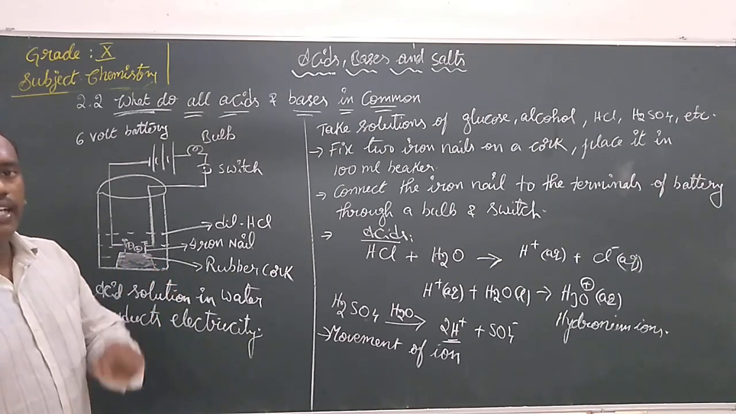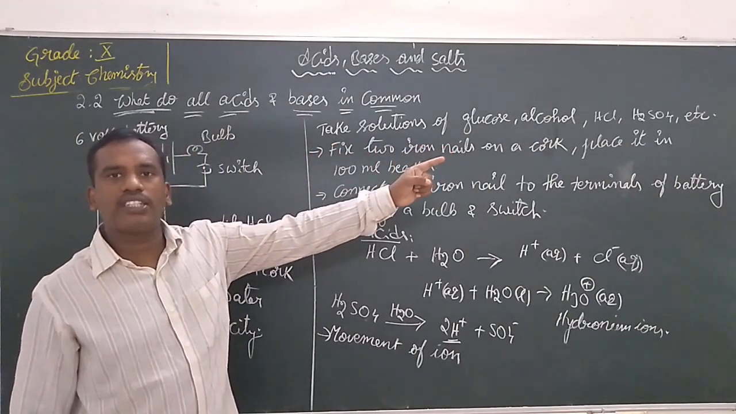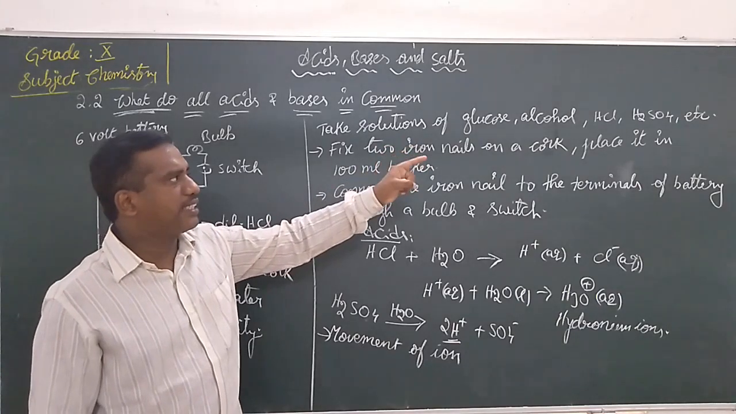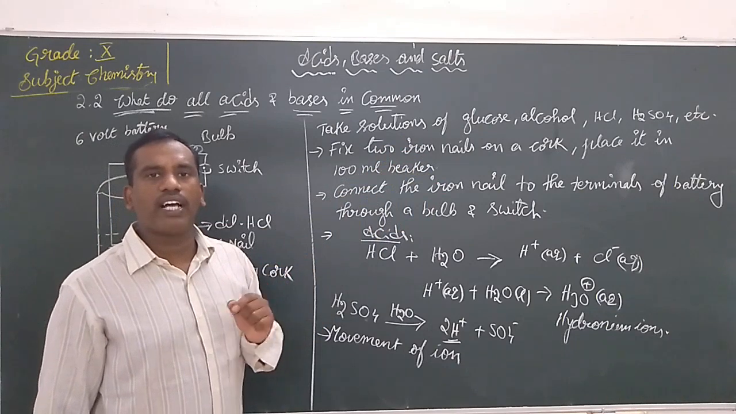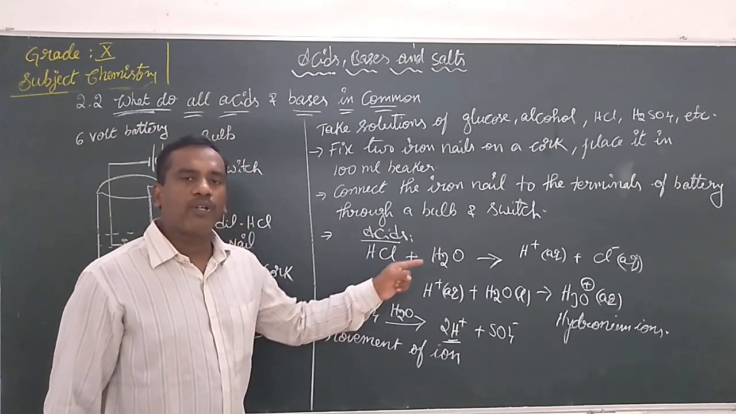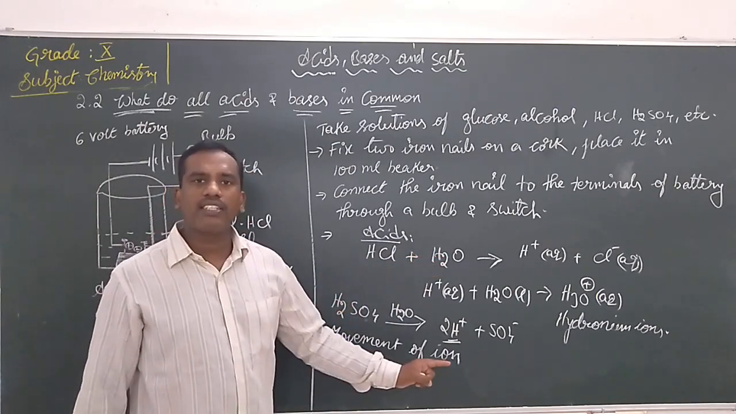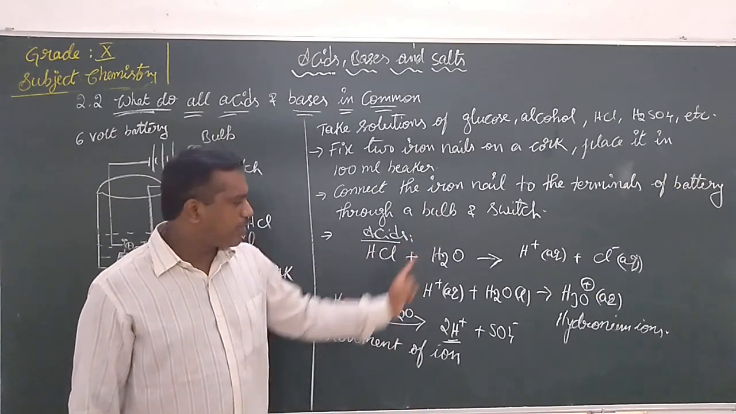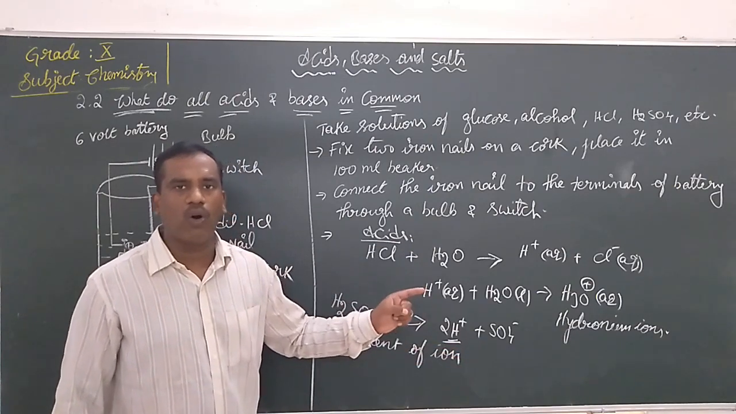But in our activity, we are going to take solutions such as glucose, alcohol, HCl, H2SO4. With one solution, we will conduct our activity. If you take HCl, it produces which ions? H plus ions. Movement of ions will conduct the electricity, as we discussed. H2SO4 is also producing H plus ions. So there also the bulb will glow.